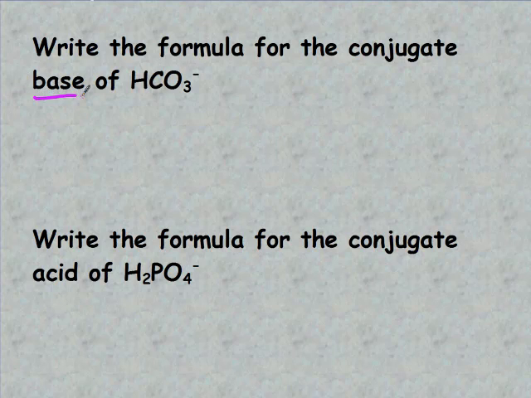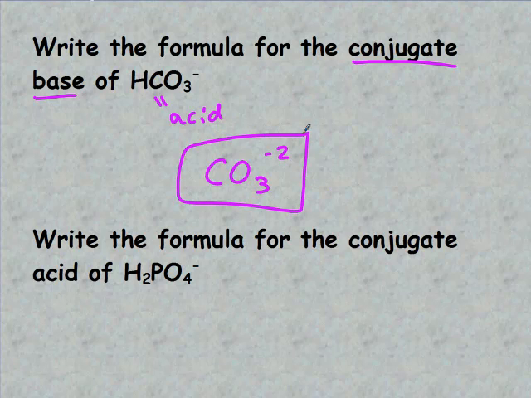Well, if I'm writing the formula for the conjugate base, then this has to be an acid, because they have to be opposite of each other. The definition of an acid is it loses protons. So if this loses a proton or a hydrogen, it would only be CO3. And since I've lost a positive hydrogen, the charge should go down by 1. So the conjugate base would be CO3 negative 2.